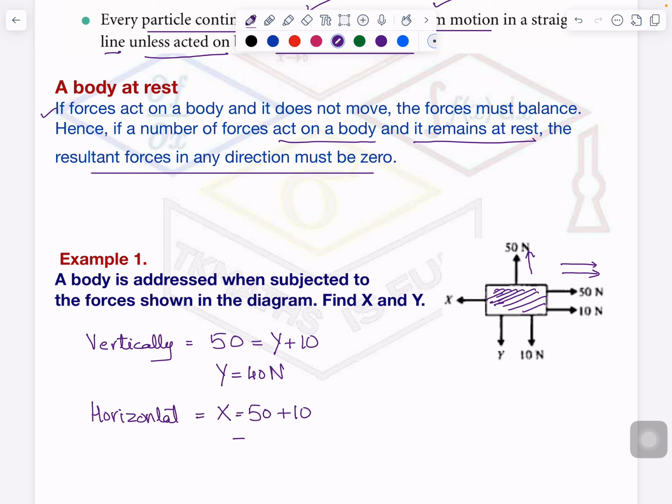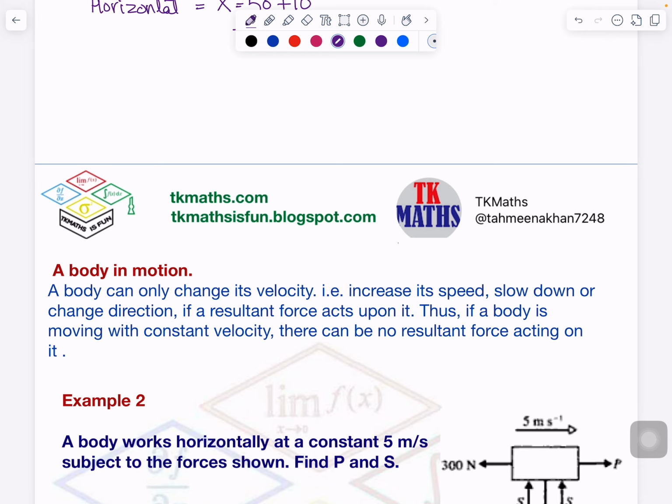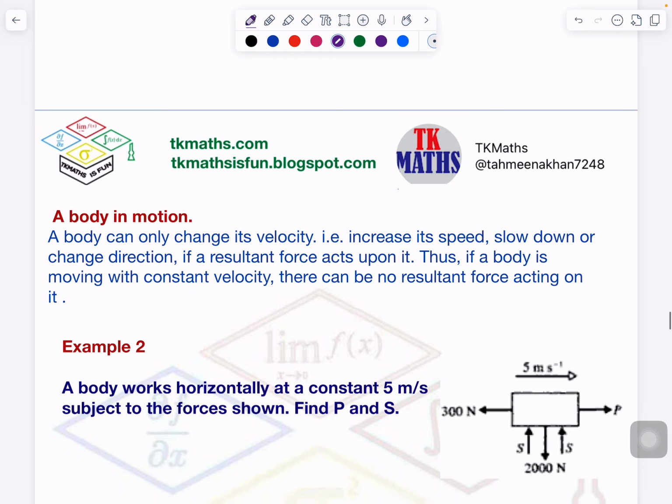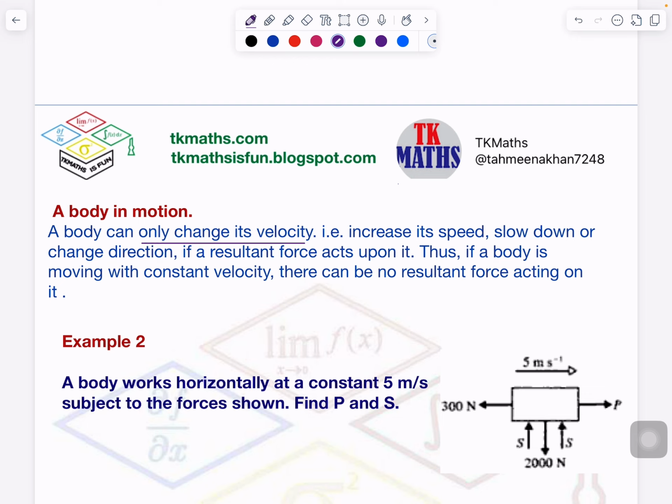Now let's consider Newton's first law of motion for the case when the body is in uniform motion. What does it say? I have already explained, but let's repeat it. A body can only change its velocity, that is increase its speed, slow down, or change direction, only if an external or resultant force acts upon it. Thus, if a body is moving with constant velocity, and this is important, then there is no resultant force. So you can say it is equivalent to being at rest.